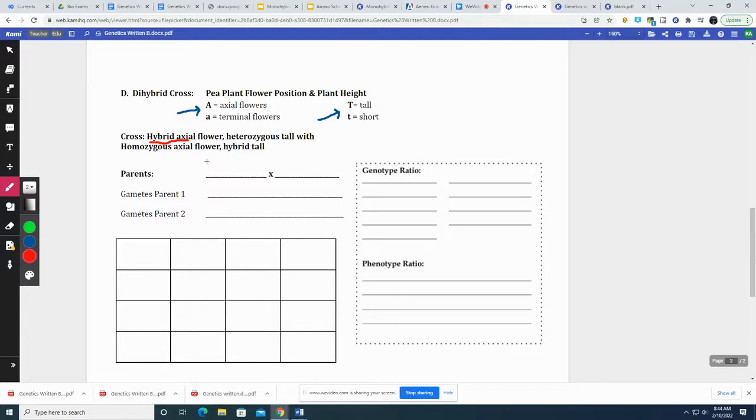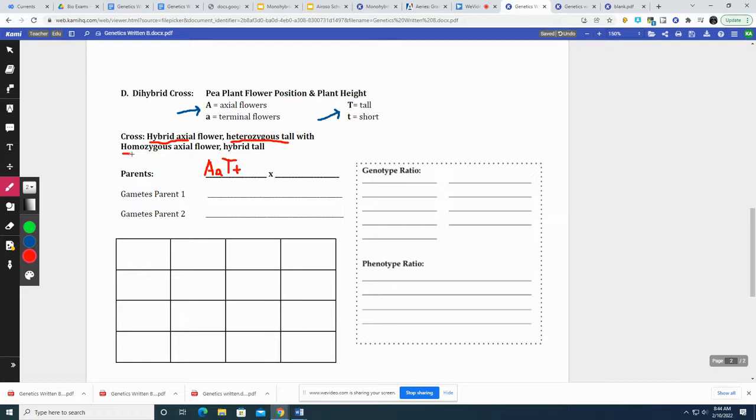Hybrid means different. It's just like heterozygous. So it would be big A, or little a. That's hybrid, that's heterozygous, that's different. Big A, little a. But we're not done. That's the genotype for where the flowers are at. This plant still wants to know if it's tall or short, and it's heterozygous tall. If you don't know what heterozygous means, you're in trouble. If you do know what it means, you got a good chance. Heterozygous means different, just like hybrid. So it's going to be a big T and a little t. There we go. I found the genotype of one of the plants.